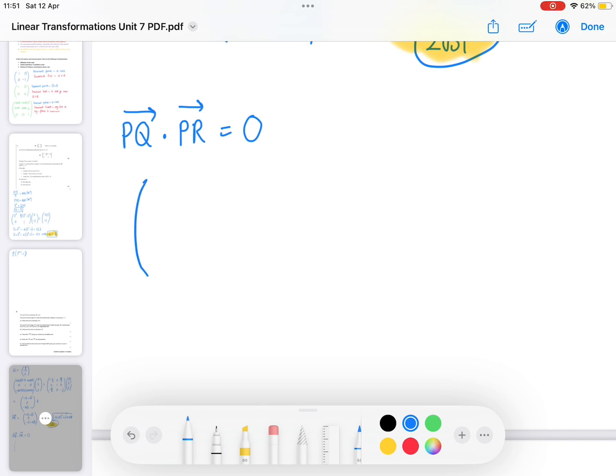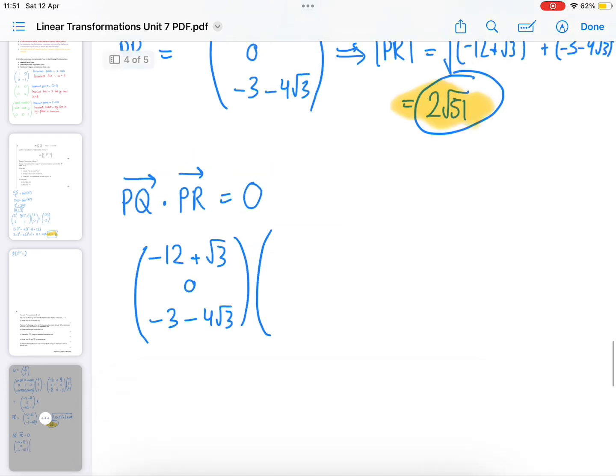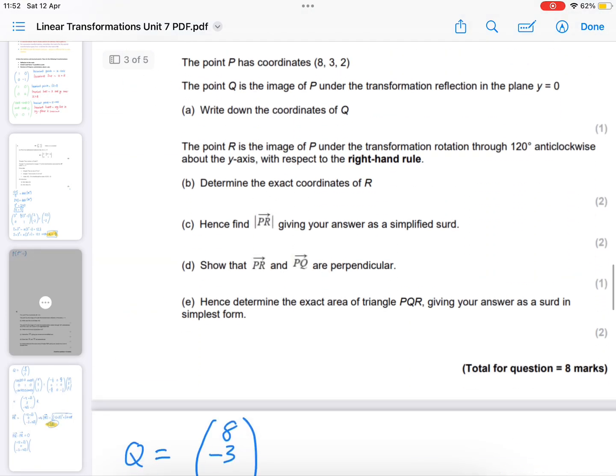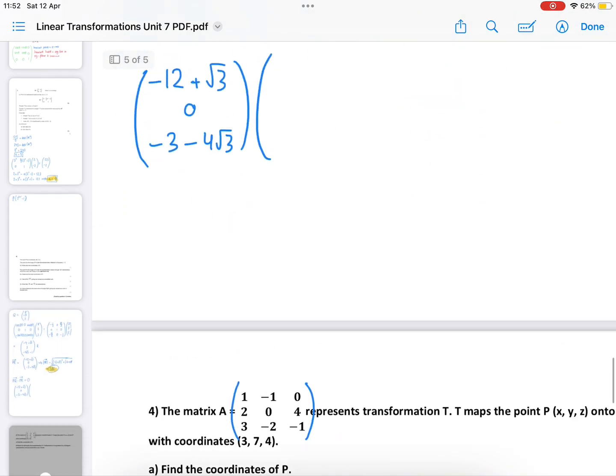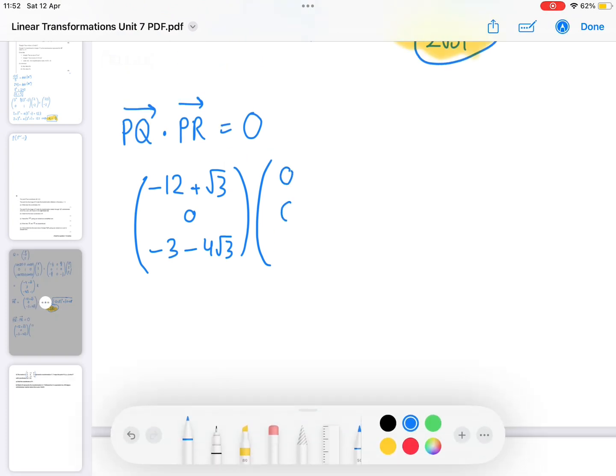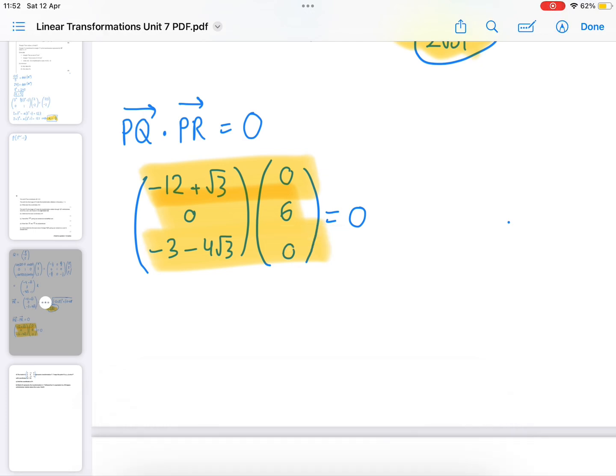So P to R is minus 12 plus root 3, 0, minus 3 minus 4 root 3, and then P to Q is going to be 0, 6, 0. And if you do the dot product, what that means is you multiply these together, and then you add it to the product of these two, and you add it to the product of these two. And clearly for this example, that's going to be 0. And that's how we show that they're perpendicular, which links directly to the next part.